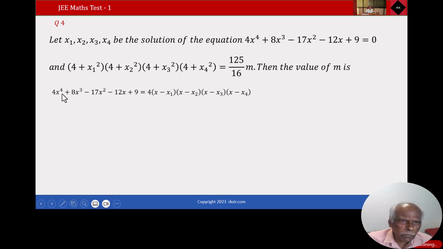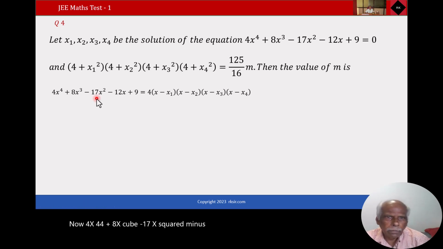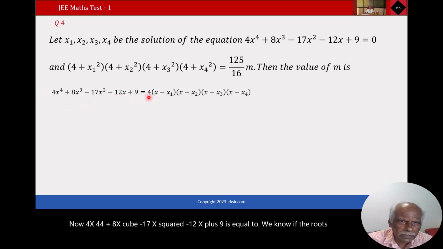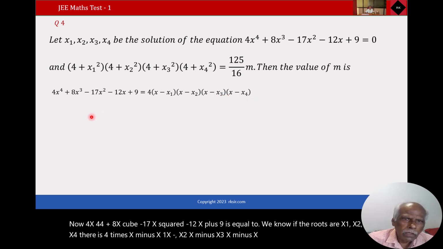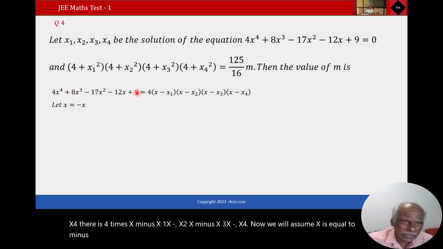Now 4x^4 + 8x^3 - 17x^2 - 12x + 9 is equal to, we know if the roots are x1, x2, x3, x4, 4 times (x - x1)(x - x2)(x - x3)(x - x4). Now we will assume x is equal to -x. Then we will see what the relations are.